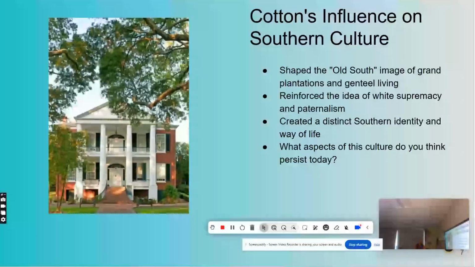Paternalism. This idea of paternalism, the idea that males in society, especially white males, are responsible for the protection and the looking after of the female of the species. Paternalism, all right? Cotton is going to create a distinct Southern identity and way of life, and in a lot of ways, life in the South, as far as agriculture, is very similar today to what it was 150, 175 years ago during the period that we're talking about. Cotton is still grown in the American South today.